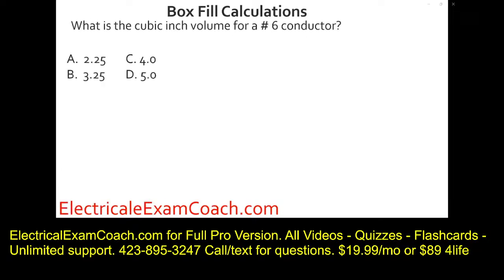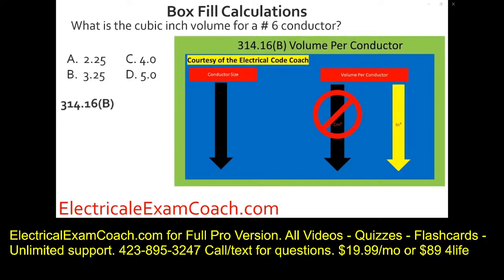What is the cubic inch volume for a number 6 conductor? For this one, we're going to head to 314.16b. We're going to start here on the left-hand side of the table and find our size conductor. Then we're going to come over and cross over to our cubic inch volume, and we're going to select D. Great job.